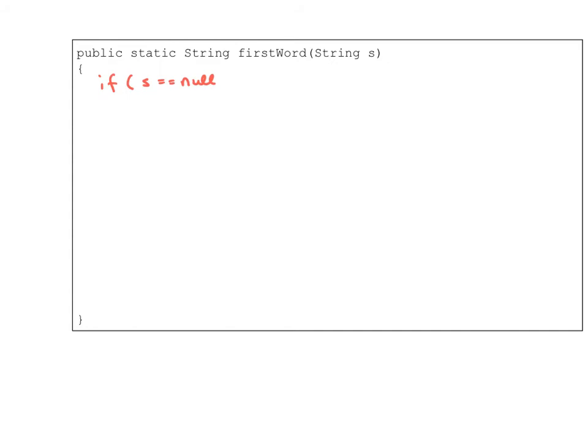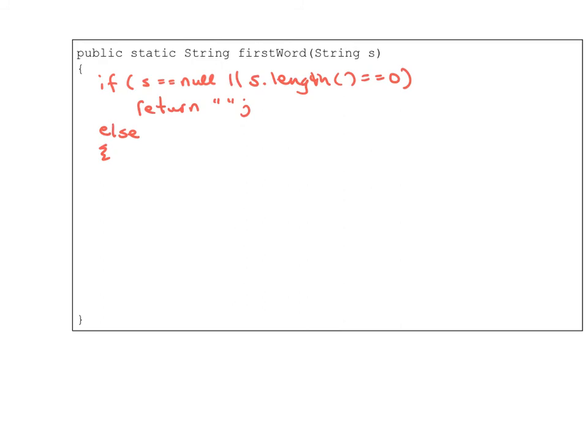So if we're null, or s.length() equals 0, we are going to return an empty string. So now that we've tested that, we can go forward with the real code.